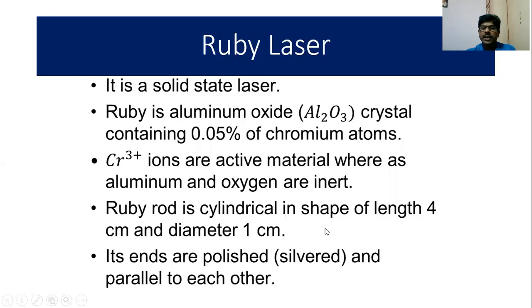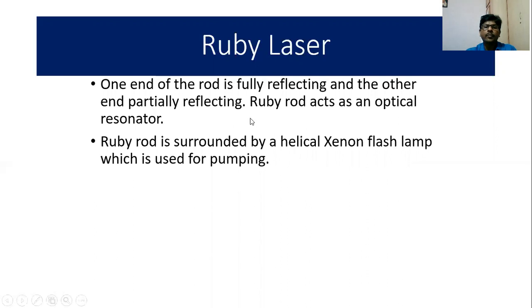Ruby rod is cylindrical in shape, of length 4 cm and diameter 1 cm. Its ends are polished and parallel to each other. The reason for this is the ruby rod itself is acting like a resonator. One end of the rod is fully reflecting and the other end partially reflecting. Ruby rod acts as an optical resonator and the laser light will come out from the partially reflecting side. Ruby rod is surrounded by a helical xenon flash lamp which is used for pumping.